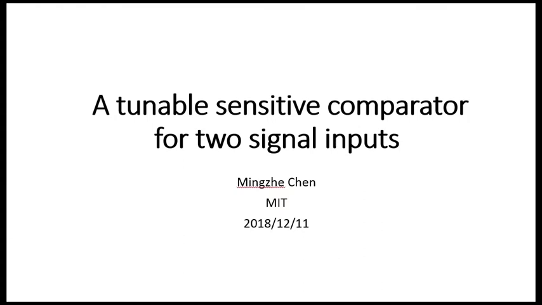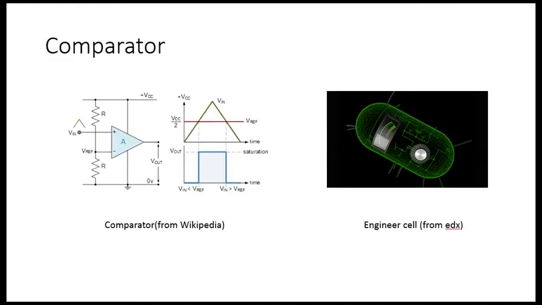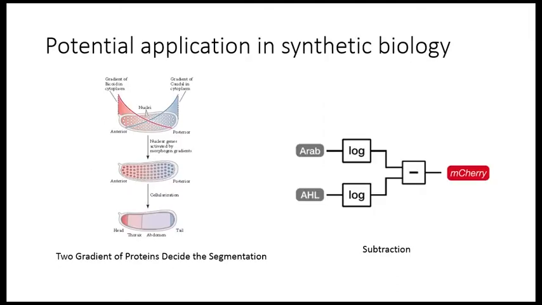Hello everyone, today I want to talk about a tunable sensitive comparator for two signal inputs. A comparator is a commonly used unit for comparing the signal strength of two different inputs. It's very easy to construct by using electronic devices, but there is only a little research about how to construct it in the synthetic biology field.